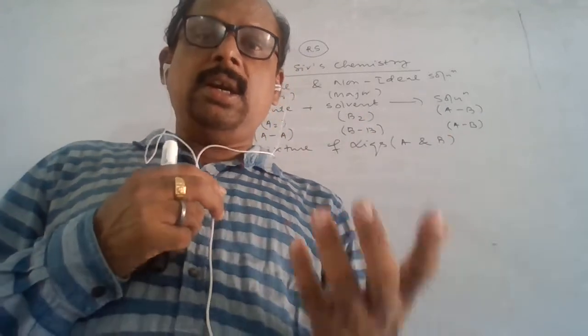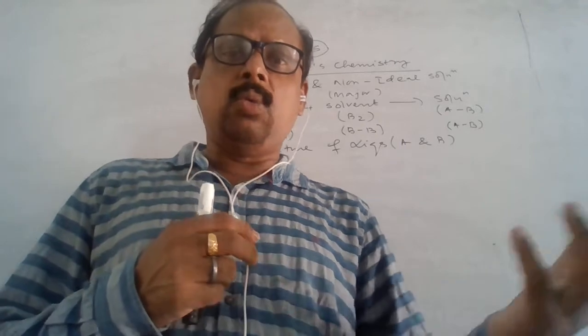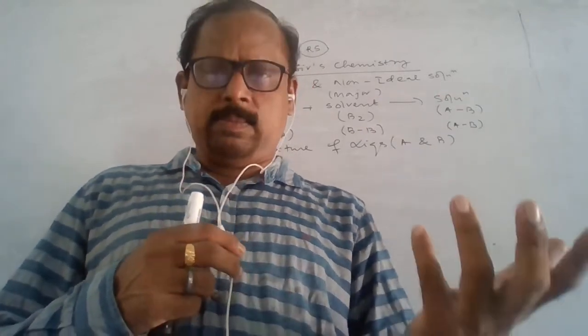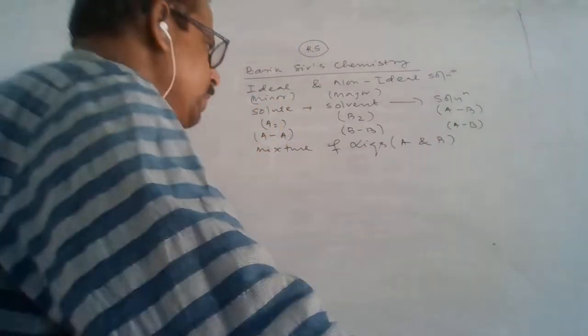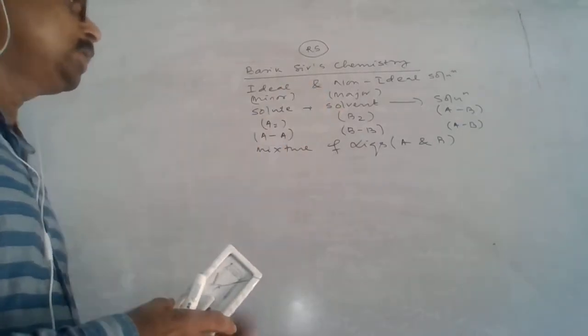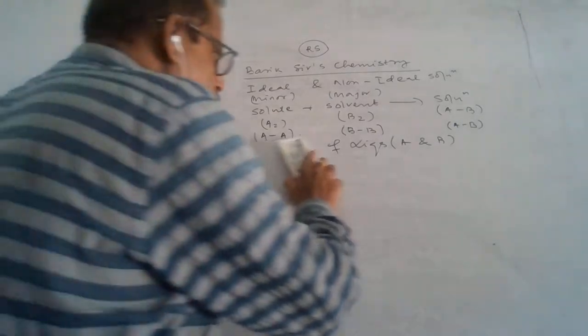HCl is gaseous, but in the liquid state it may be there. HCl and water mixed together become another solution. Chloroform and benzene mixed together is also a solution. So that's all. The A is the solute and the B is the solvent. That is called the solution.